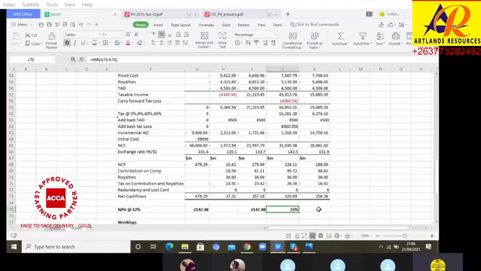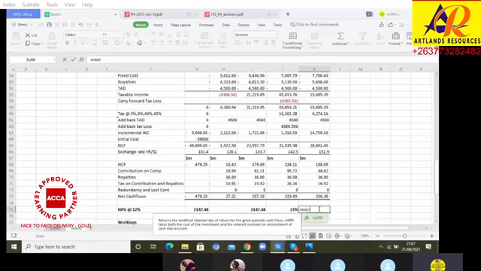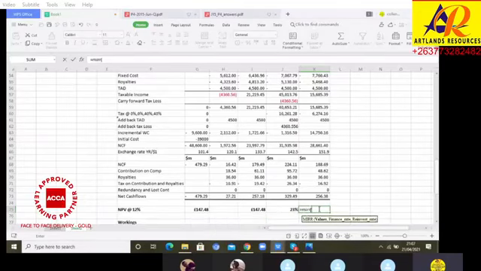Suppose you wanted to calculate modified IRR, MIRR. You say equals MIRR, open bracket. It tells you what to do. So you highlight from year 0. After doing this, don't close the bracket, but put a comma. Then finance rate, meaning your cost of capital. You say 12%. Make sure you put the percentage sign. You put another comma.